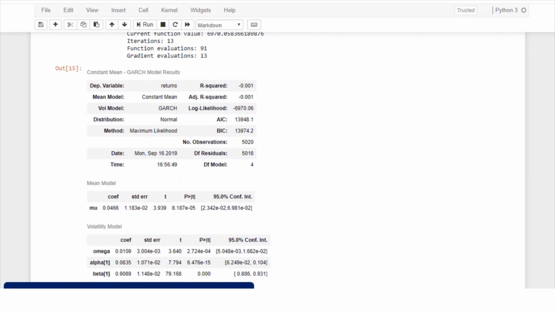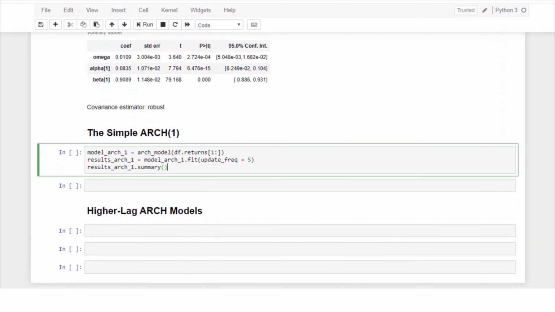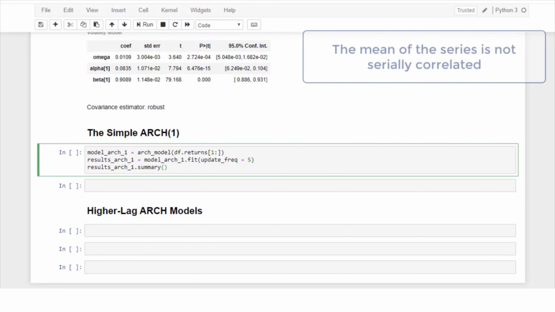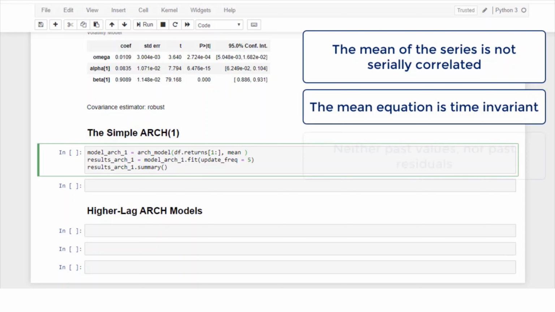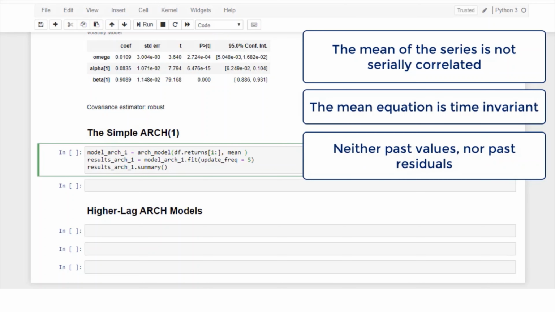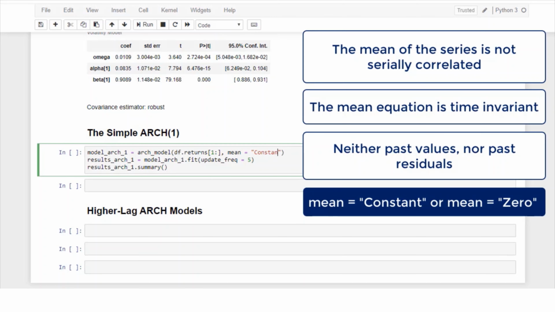Perfect. Now that we know how to interpret the results, let's talk about the correct argument values we need to set to get a simple arch model. Let's start with the mean equation. This model assumes that the mean of the series is not serially correlated. In other words, the mean equation is time invariant, so it includes neither past values nor past residuals. Therefore, we should use either the default constant mean or the more specific 0. Since we don't know whether the mean of the time series is indeed 0, we should just stay with the constant mean approach.